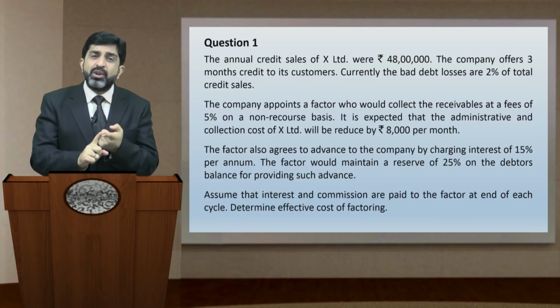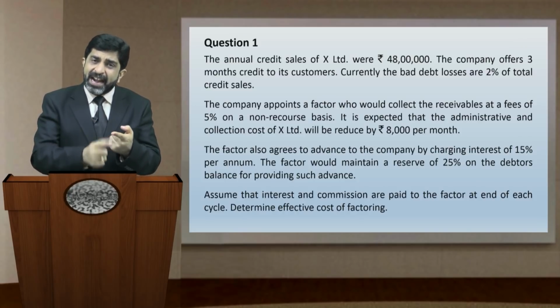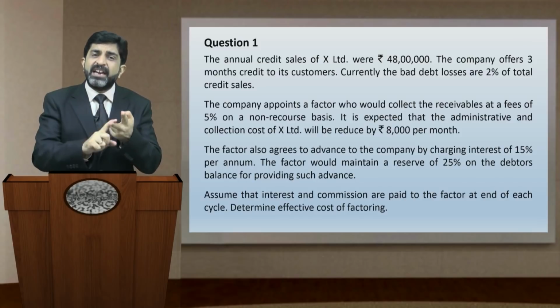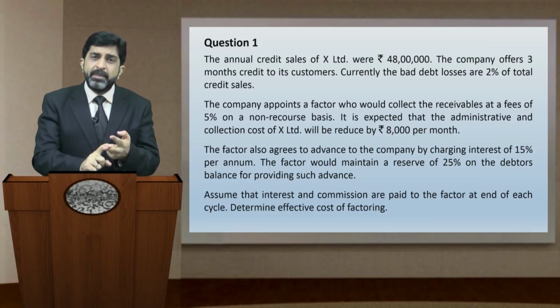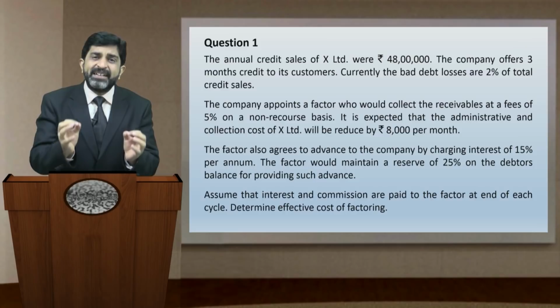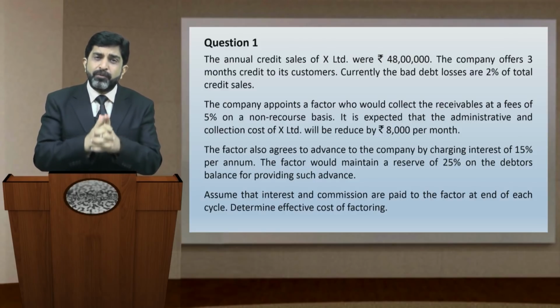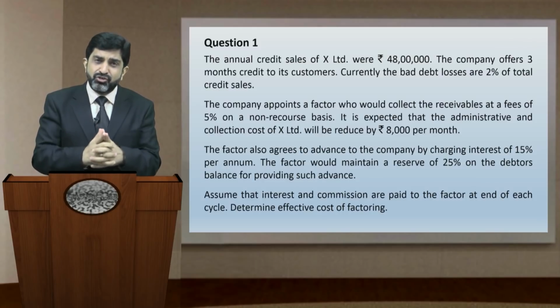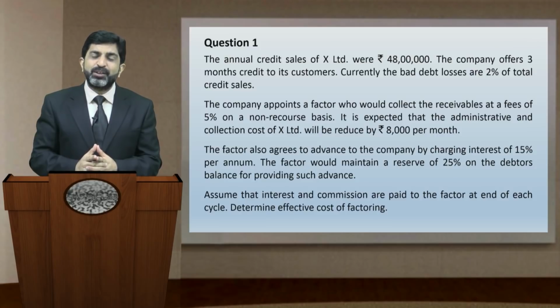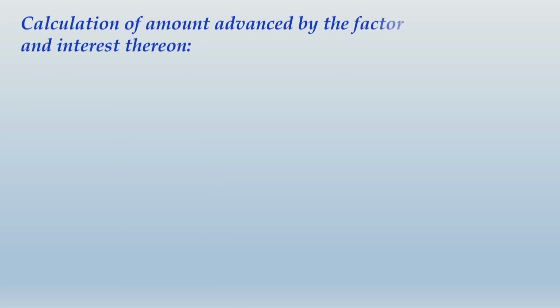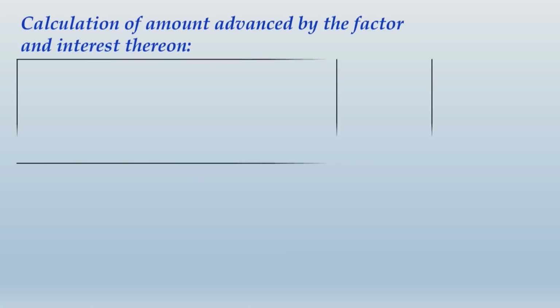Number one, the amount advanced by the factor and interest thereon, and the second calculation will be the overall net annual cost of factoring, and then we would express that cost of factoring as a percentage of the overall advance. So let us see how to present the solution. In the solution, as I have just mentioned, you would first start with the calculation of amount advanced by the factor and interest thereon.